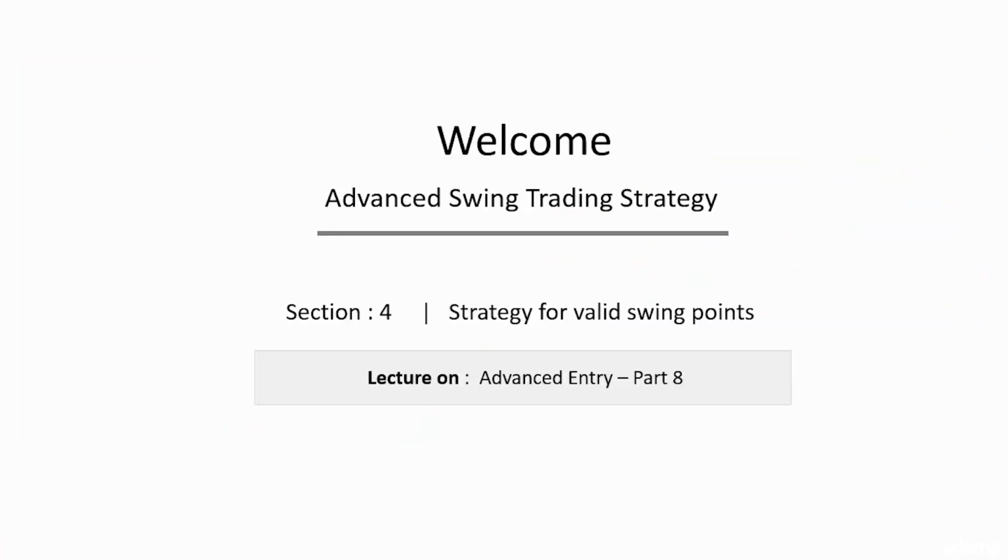Hello traders, welcome back. In the previous lecture, I explained how to use the Fibonacci retracement tool in an uptrend market to predict the most probable retracement levels and have an extra level of trade confirmation signal along with the swing trading strategy. Now in this lecture today, I will show you how to use the Fibonacci retracement tool in a downtrend market to predict the most probable retracement levels and have an extra level of trade confirmation signal along with the swing trading strategy. So let's start.